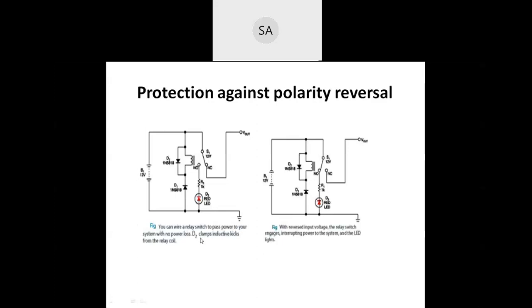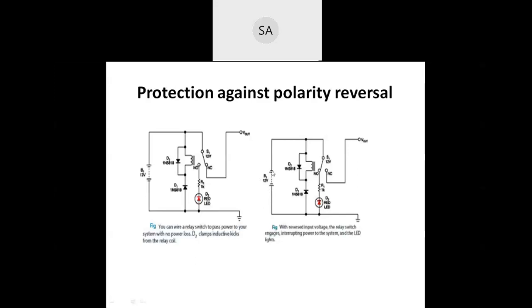Here D2 clamps inductive kicks from the relay circuits. So this diode D2 is used to clamp the inductive losses in the relay circuits. The figures show that with reversed input voltage, the relay switch engages, interrupting power to the system, and the LED lights.